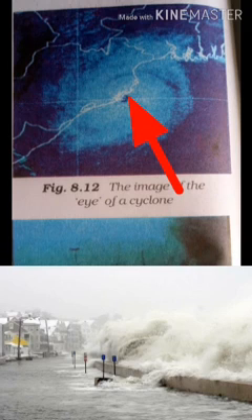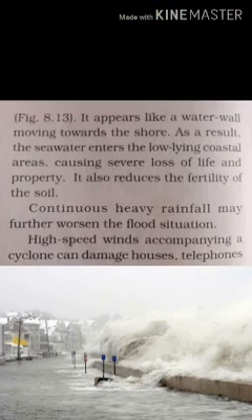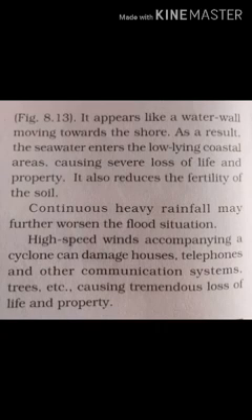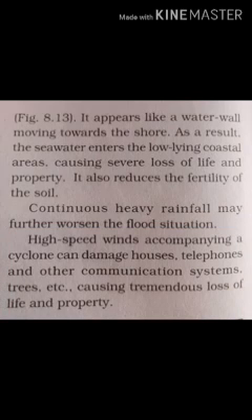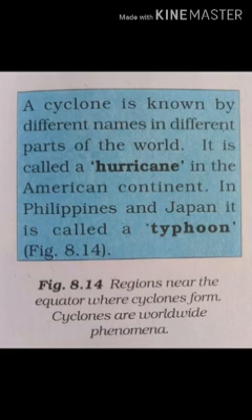And because of this, the seawater enters the coastal areas, the low-lying areas, causing loss of life and property, and the soil also gets destroyed. Its fertility reduces. There may be continuous heavy rainfall resulting in a flood situation. High-speed winds accompanying the cyclone can damage houses, telephones, other communication systems, trees, and cause tremendous loss of life and property. You saw all this in the video in the beginning.